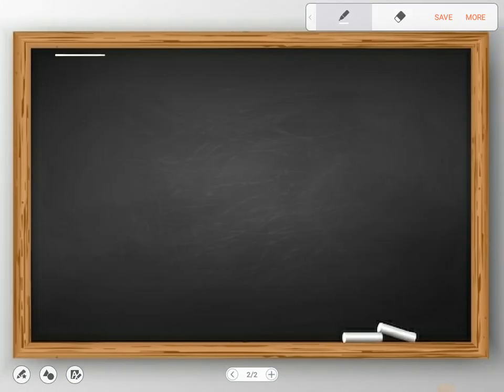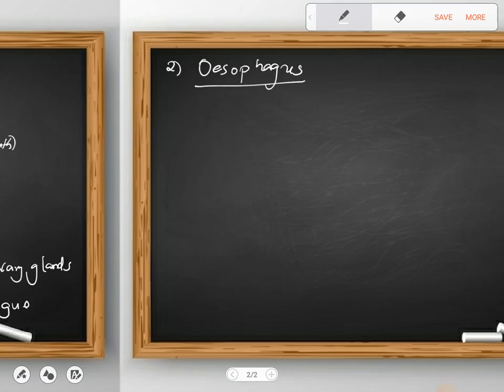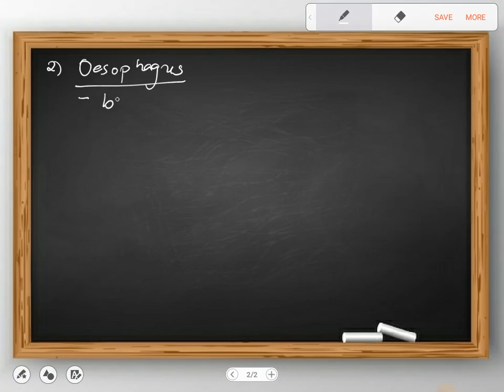Okay, number 2, we have the esophagus. Now, the esophagus is just a tube. This one here is our esophagus. It's a tube which connects the buccal cavity, like the mouth, and the stomach. These are connected together by this guy there.